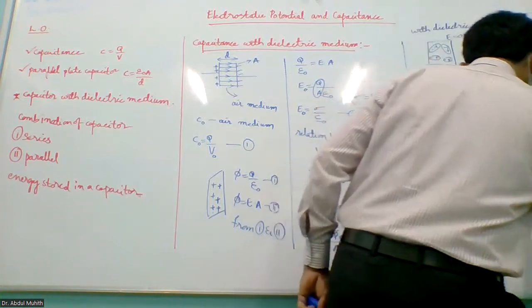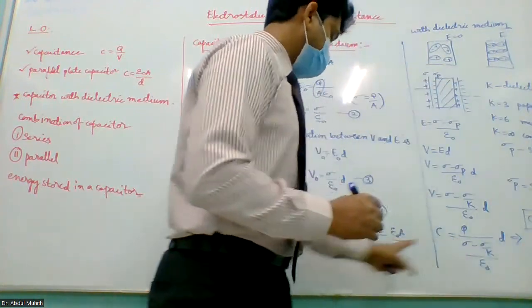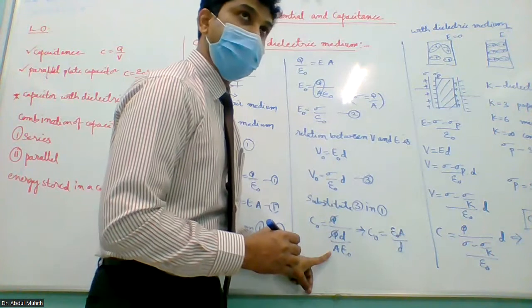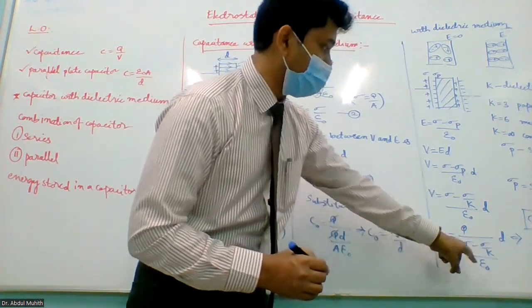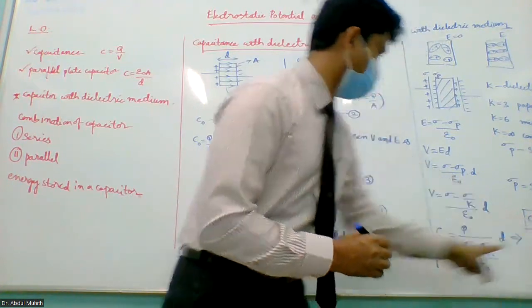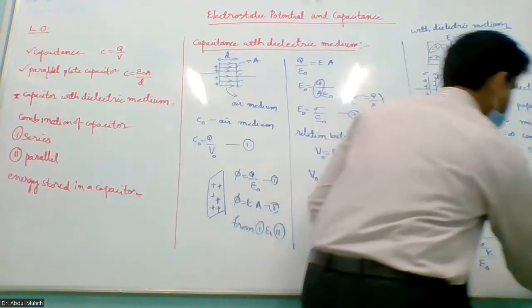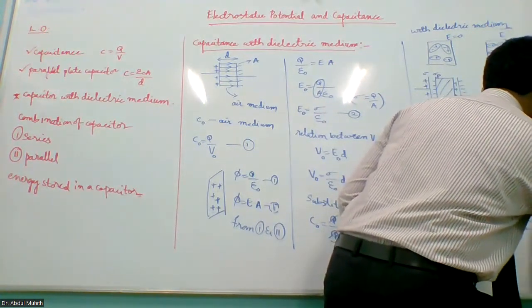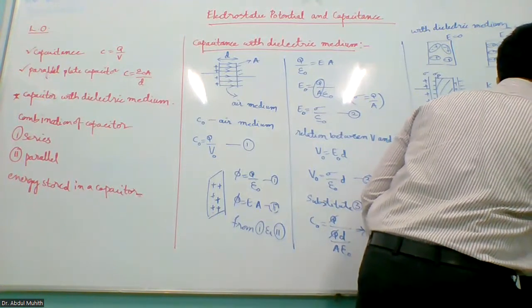We get k times of C0. When you simplify this, the simplification is like this again. We have to open the sigma. What is sigma? Sigma is q by a. In the place of sigma, you write q by a. Simplify it. When you simplify it, you will get k times of C naught. What is C naught? Epsilon naught a by d. So we can write this value as C is equal to K into C0. Understood now?